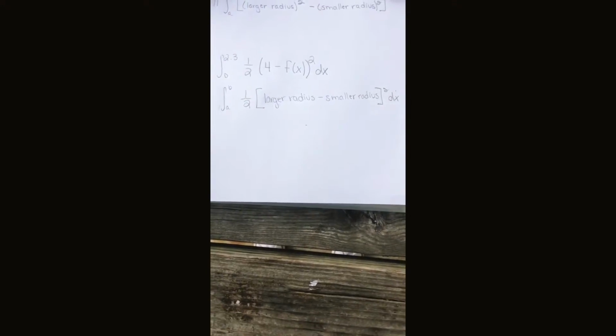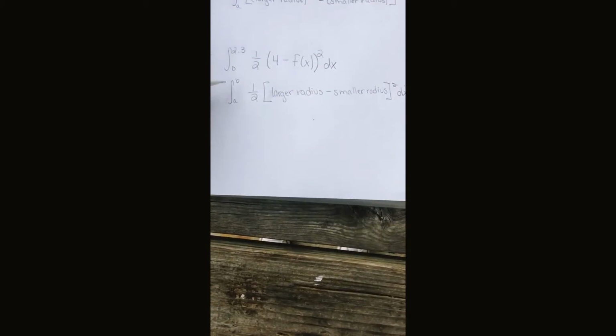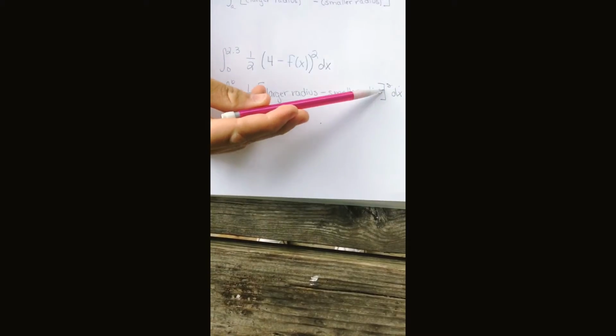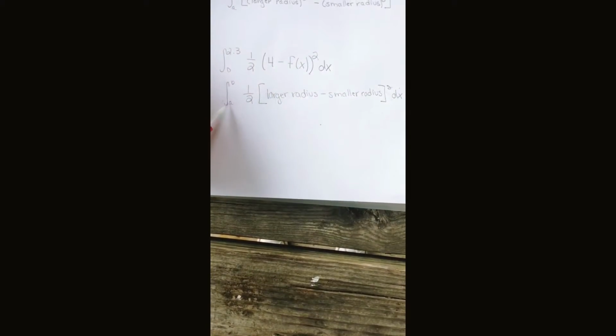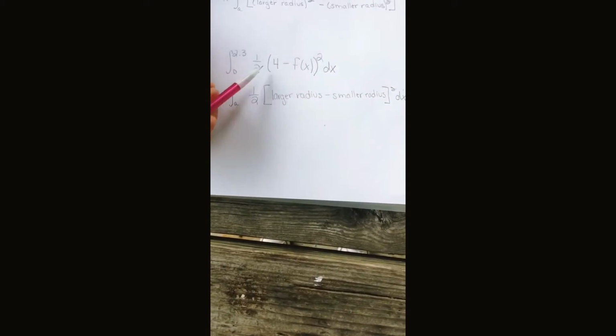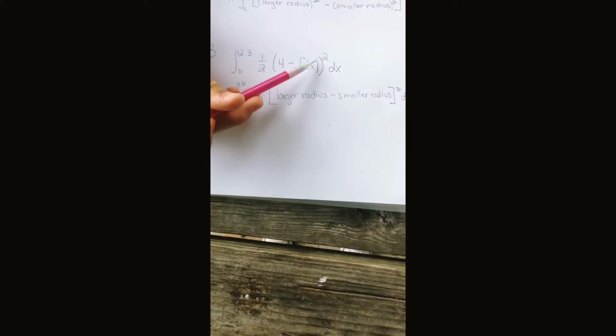Part B, region R is the base of a solid. For this solid, each cross-section perpendicular to the x-axis is an isosceles right triangle with a leg in R. Find the volume of the solid. The first thing you do is plug it into this equation, which is 1/2 times the larger radius minus the smaller radius squared, dx. You use the lower bound and the upper bound that we found in part A, which are 0 and 2.3. So you do 1/2 of 4 minus f of x squared dx.